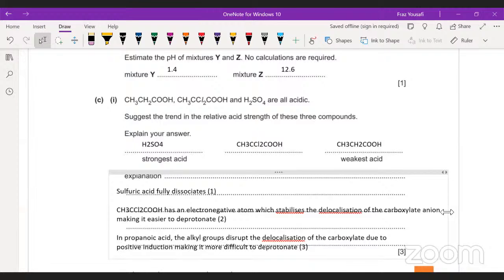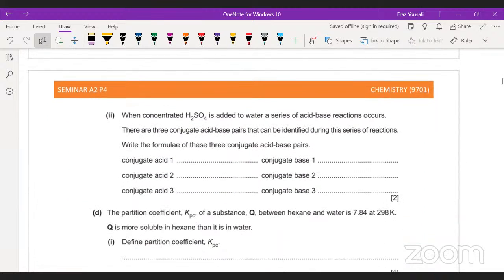The more electronegative atoms that you see, and the closer they are to the carboxyl, the more stabilized the delocalization of the carboxyl will be, and the easier to deprotonate your H plus will become. Okay? That's the understanding you want to keep in mind here.